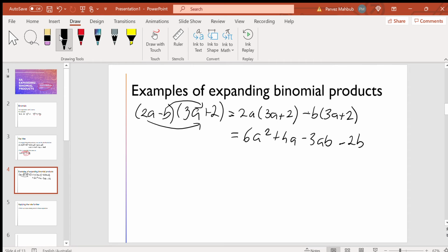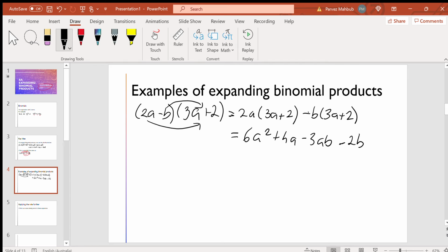And just keep in mind that it is minus because you're multiplying a negative number with a positive number. That is always a negative number. And we cannot simplify this because there are no like terms, so this is the final product.